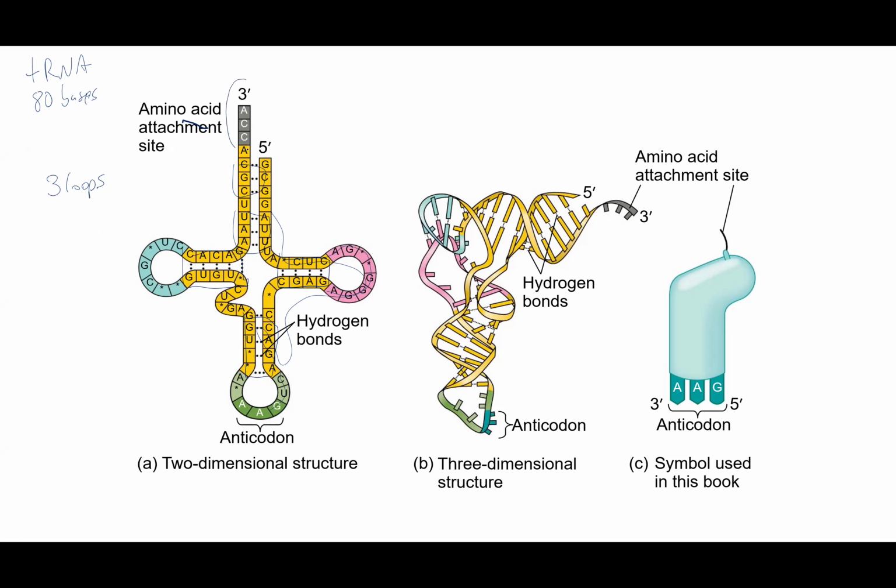And at the 3' end, there's the same sequence. At the 3' end of every tRNA, there's an ACC sequence, and that is where the amino acid binds. So this is the amino acid attachment site, and it's always that ACC. The order of the bases elsewhere differs because there's a different tRNA for all of the different amino acids. But they always attach at that ACC on the 3' end. The anticodon is kind of at the opposite end from where the amino acid attaches. This is unique because the order of those three bases is going to be unique to that tRNA based on which amino acid is going to attach.